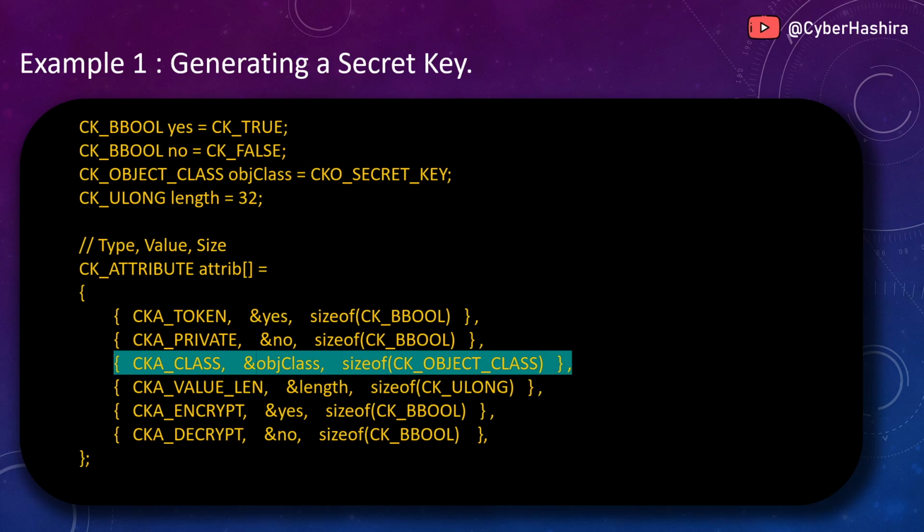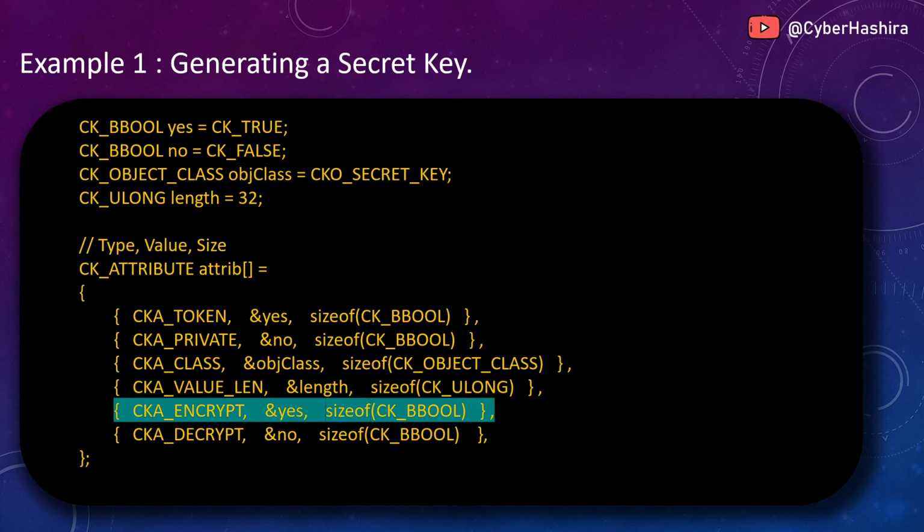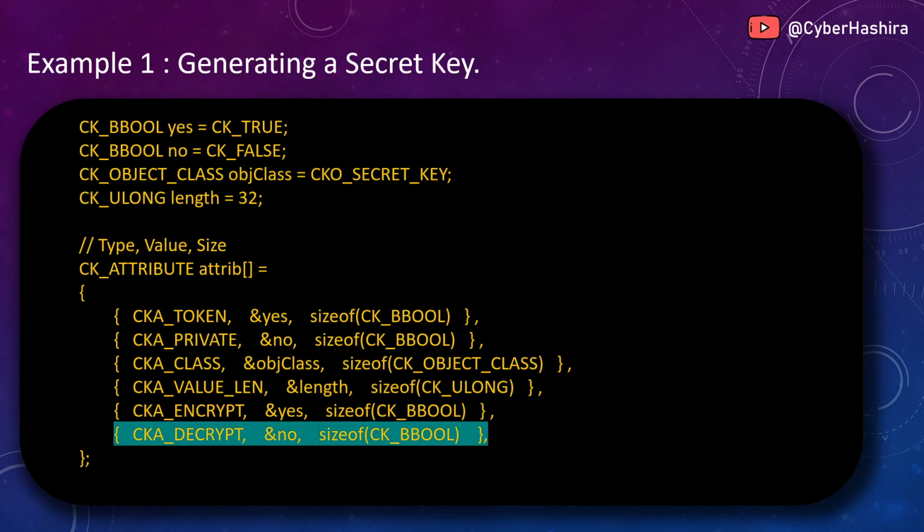Next attribute is CKA class. I am generating a secret key, so this object belongs to the category of secret keys. CKA value len has the length of the key. I want this key to be able to encrypt, and that's why I'm passing yes for CKA encrypt. And I don't want this key to be able to decrypt, and that's why I'm passing no into CKA decrypt. No has a value of false.